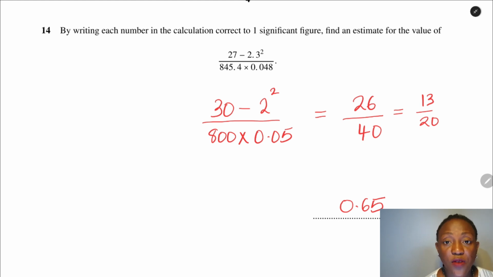Okay, so that is that about rounding. Remember, your first significant figure is your first non-zero digit in any number. Remember also that when you're rounding, it's an approximation. It shouldn't be too far off from the original number.